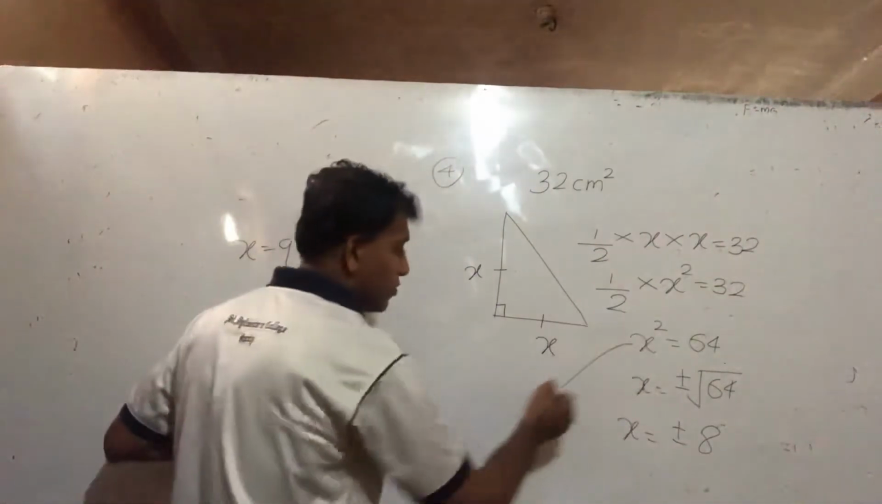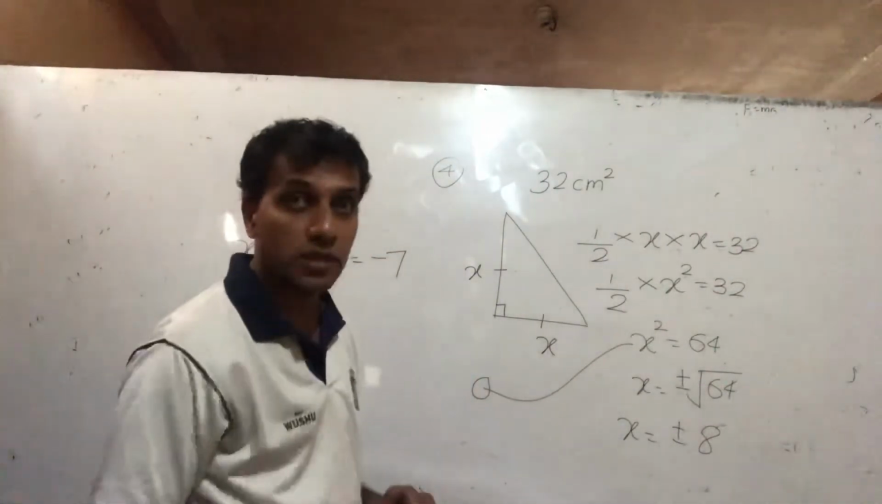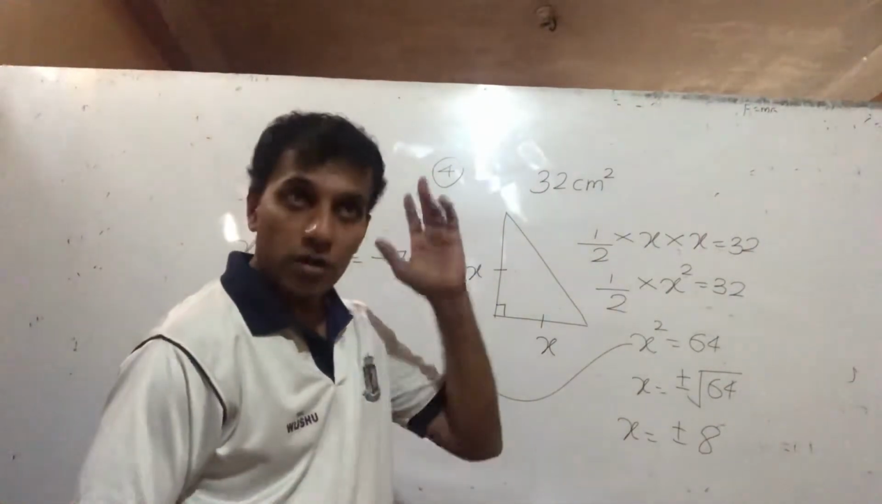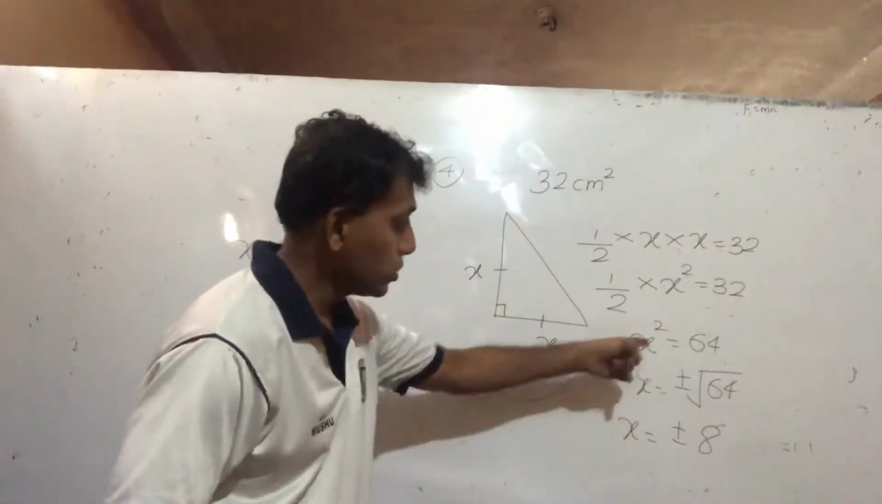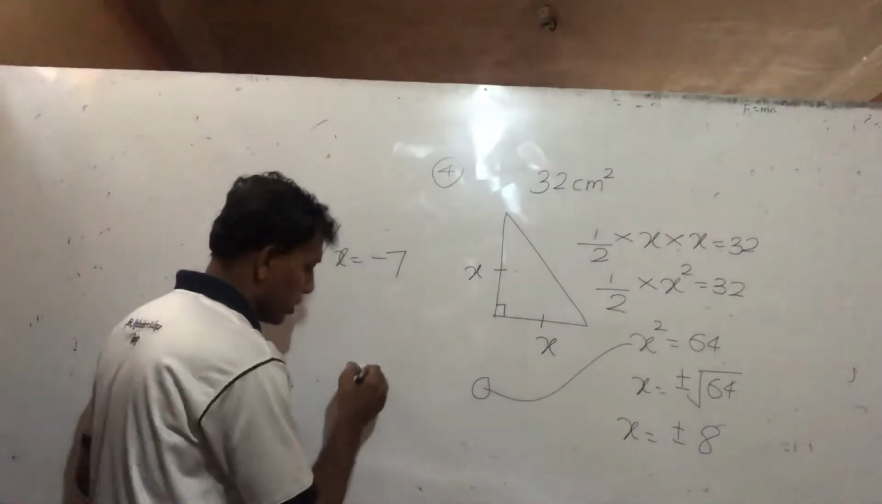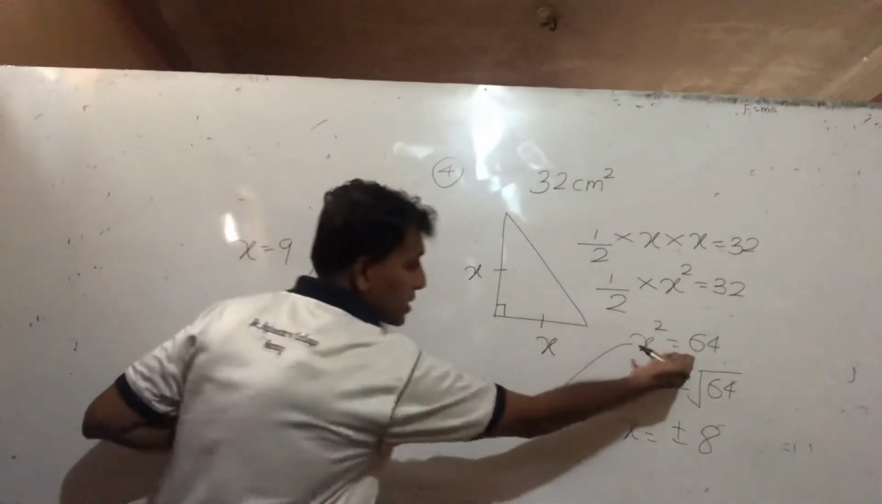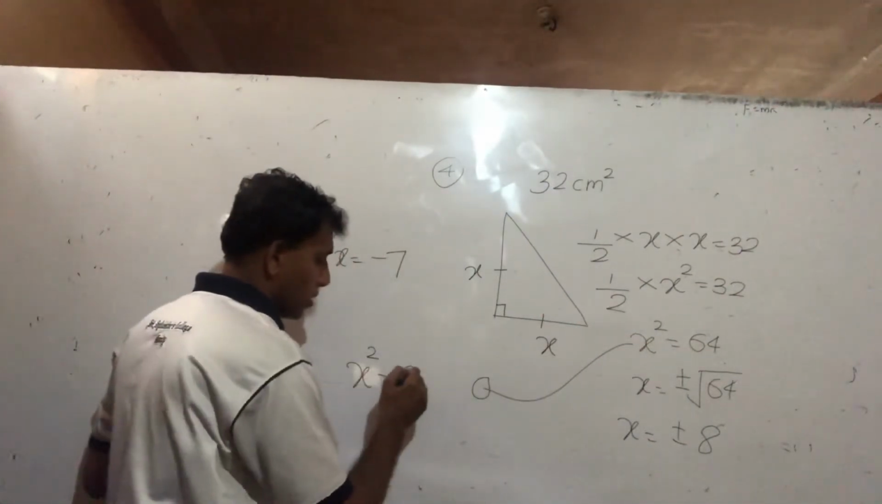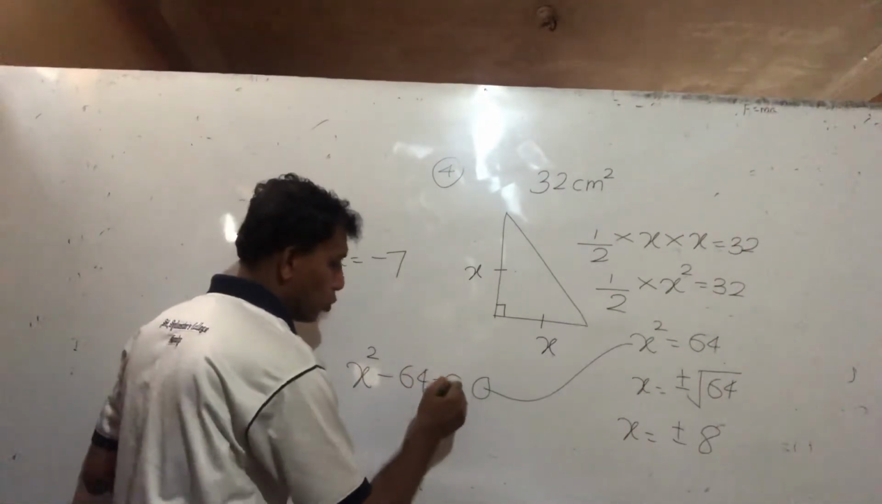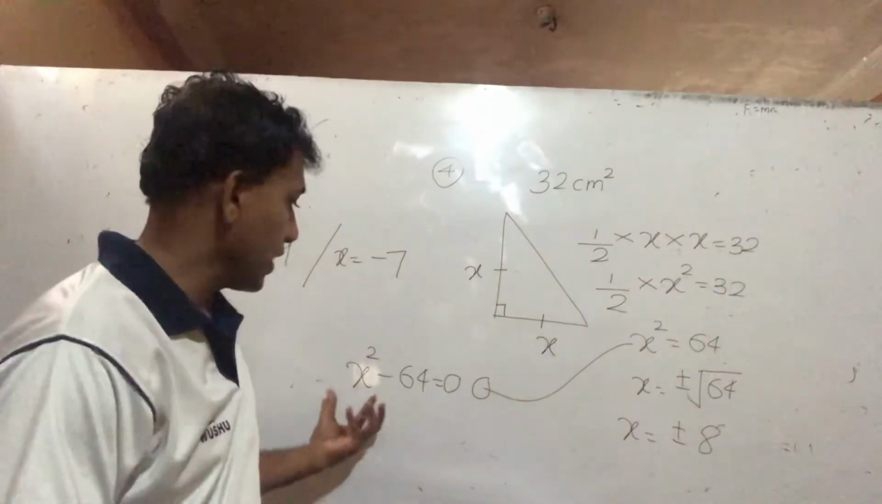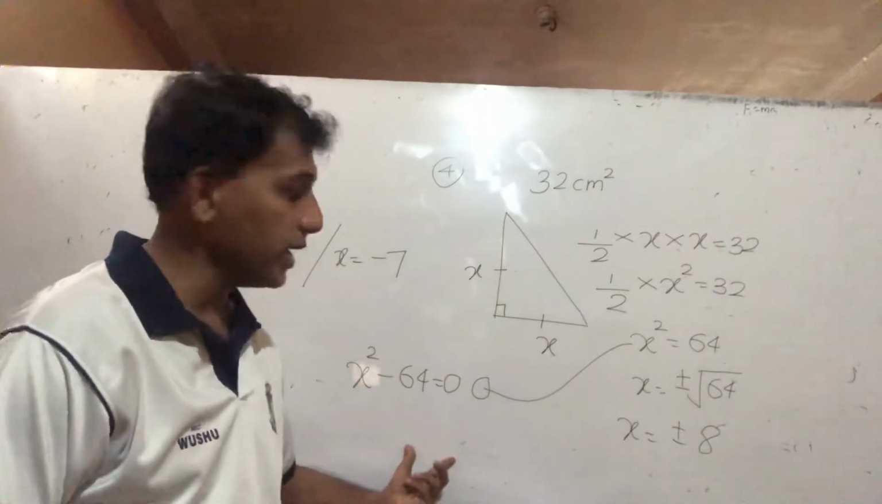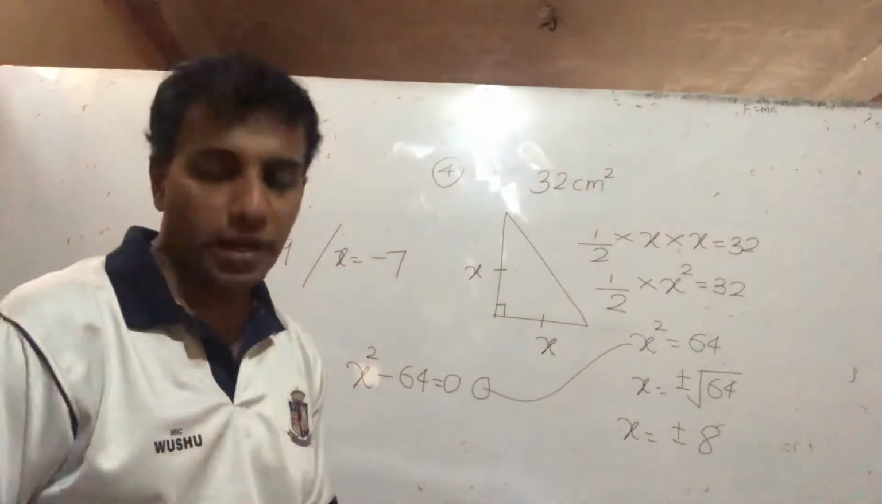Or otherwise, another method, as we worked in the previous videos number 1, 2. This is my 7th video. So you can factorize x square, take the 64 this side, equal to 0. Now factorize. 64 is 8 square. Then x minus 8, x plus 8 equal to 0. Same idea, you can collect it.